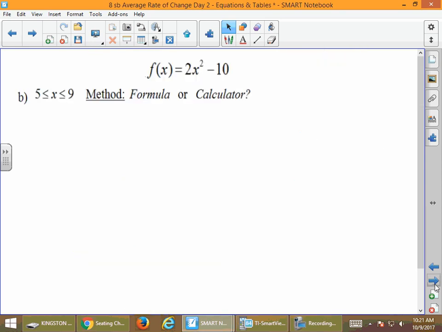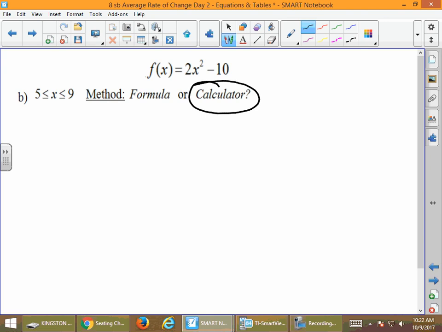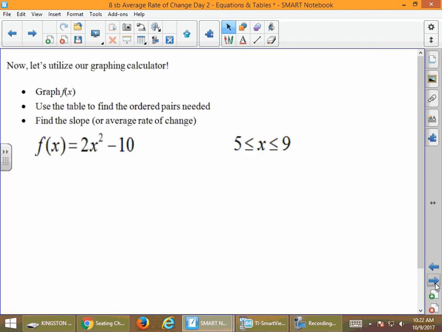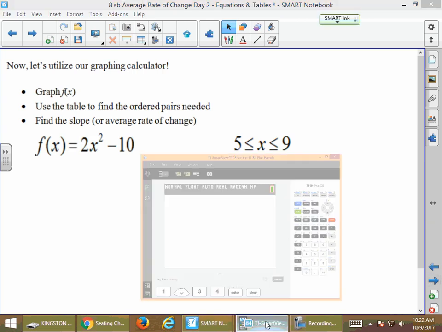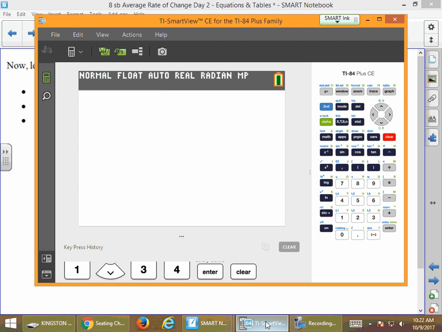Let's look at question B from a little bit different perspective. I'm going to use the calculator on this method. And down here at the bottom of your paper, you've got some words, which are, let's use our graphing calculator. We're going to graph f of x. So mine still might be in this calculator, but it's not going to be, actually, now that I think of it. So if we turn on our calculators, we probably have a screen that looks roughly like this.